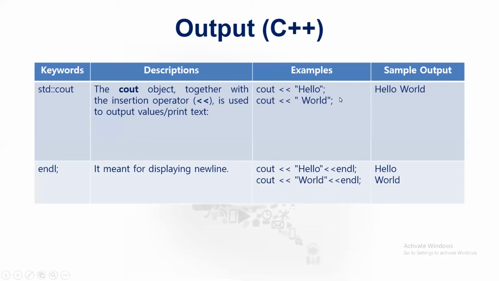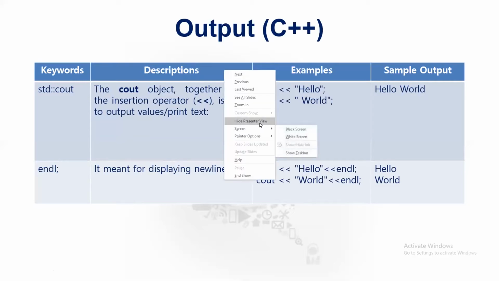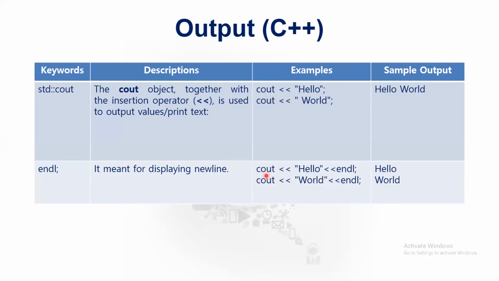Then you have hello. Next is that you go to the world. So for this, next is the endl. Endl means that it's trying to display the new line. So for this new line, you want to actually go down into the next line, right? So what you do is you put the endl over here. So you can see the examples.